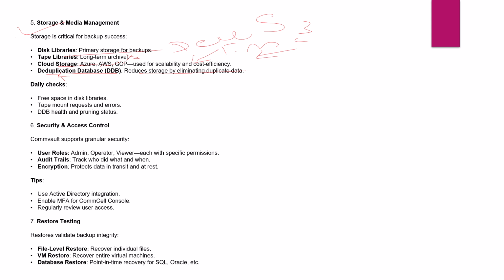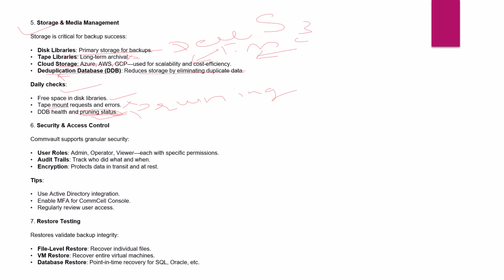Okay. What you need to check daily: free space, disk library, mount points, the mount point and request errors tab, because this is talking about the tape mount, DDB health and pruning. This one is a very crucial part of our daily jobs, pruning, because if pruning is not happening, then your storage will be full in the coming days, because there is a potential increment in your storage if the pruning jobs are not happening. So this is a very important part.